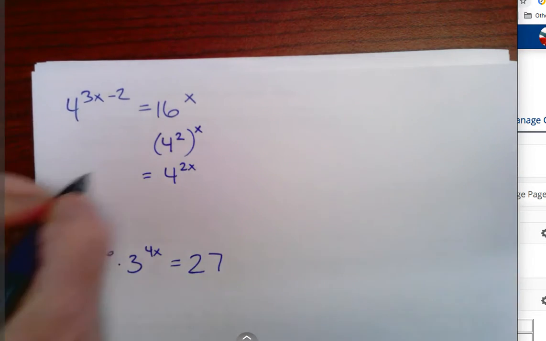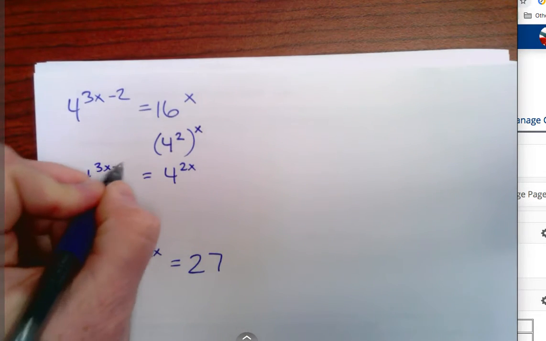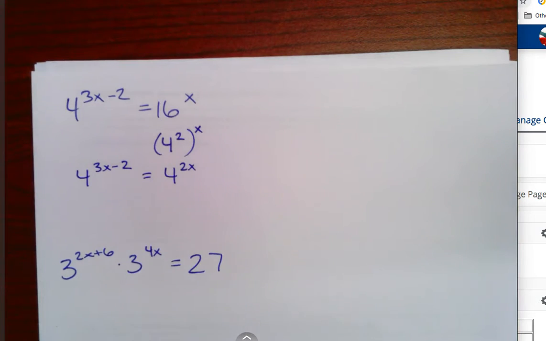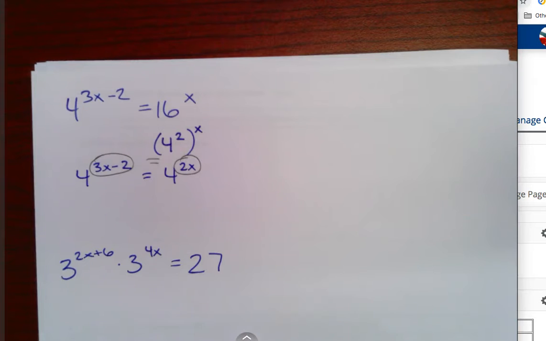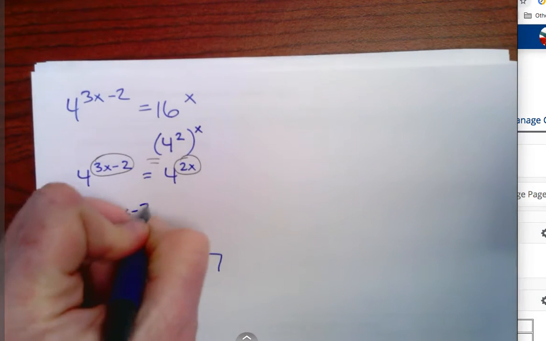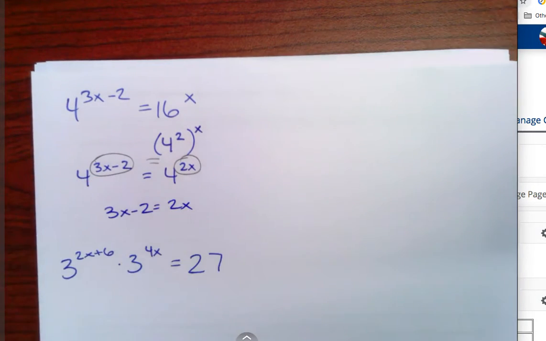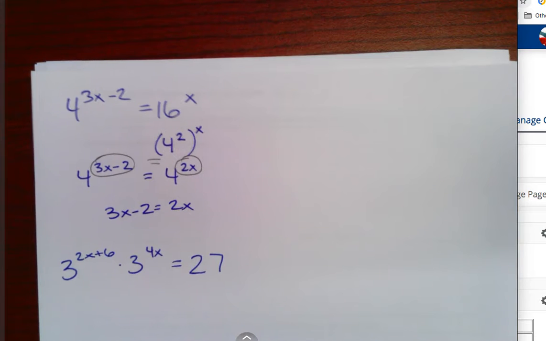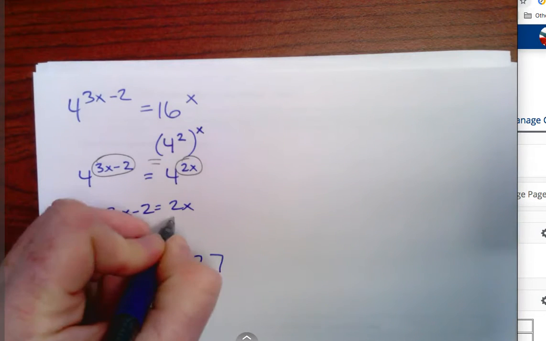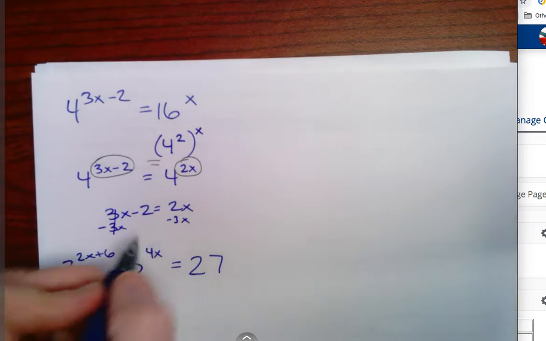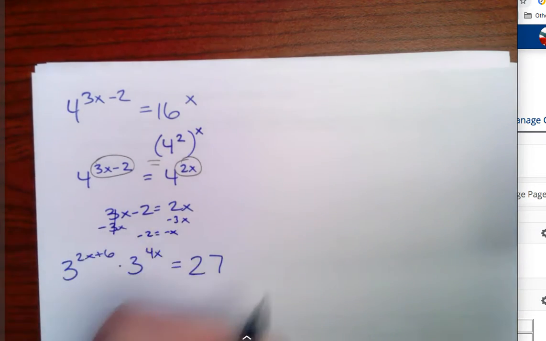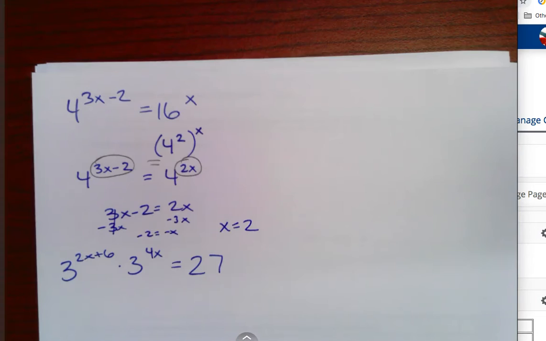And on this left side, I still have 4 to the 3x minus 2. So now that I have equivalent bases, these have to be equal, right? 3x minus 2 has to equal 2x. Okay. So let's see, I'll subtract 3x, and I get negative 2 equals negative x. So that means x equals 2. Okay. All right. Hardest problem so far.